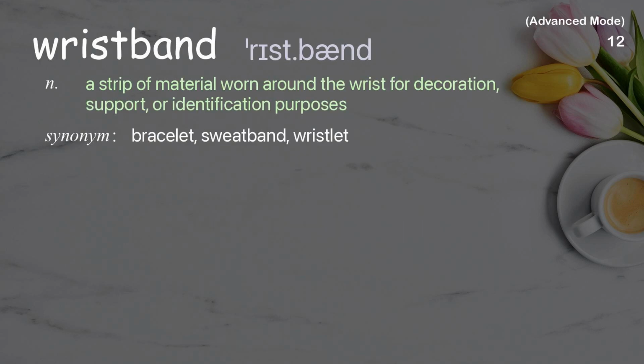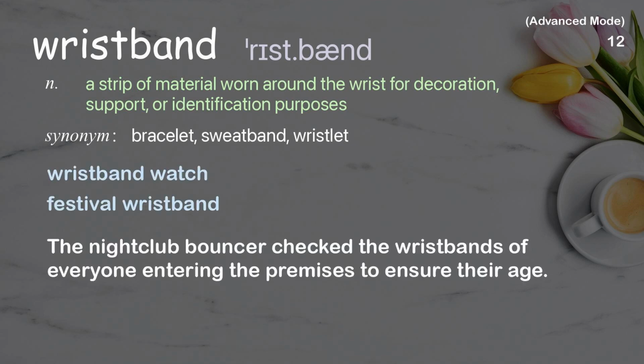Wristband. A strip of material worn around the wrist for decoration, support, or identification purposes. Examples: Wristband watch. Festival wristband. The nightclub bouncer checked the wristbands of everyone entering the premises to ensure their age.